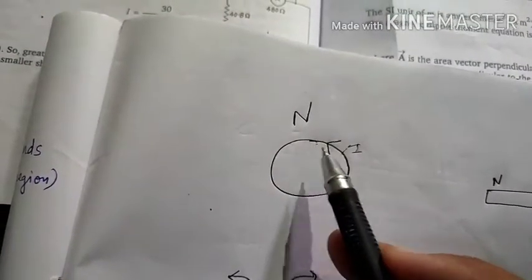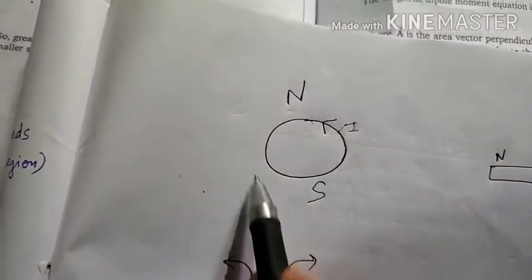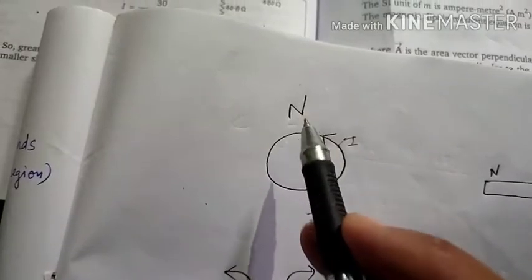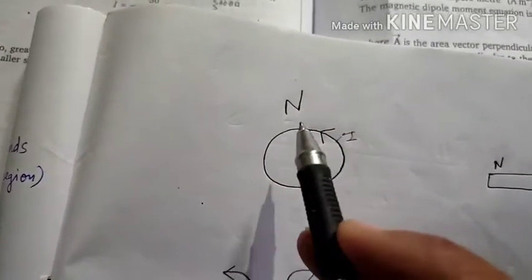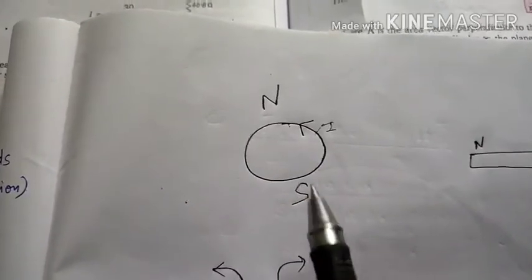If we see it from the bottom, then the same current will flow in the clockwise direction. So from the bottom, if you see this loop, this pole will be the south pole. Therefore, this current carrying loop acts like a bar magnet having two poles, north pole and south pole. Therefore, this current carrying loop also acts as a magnetic dipole.